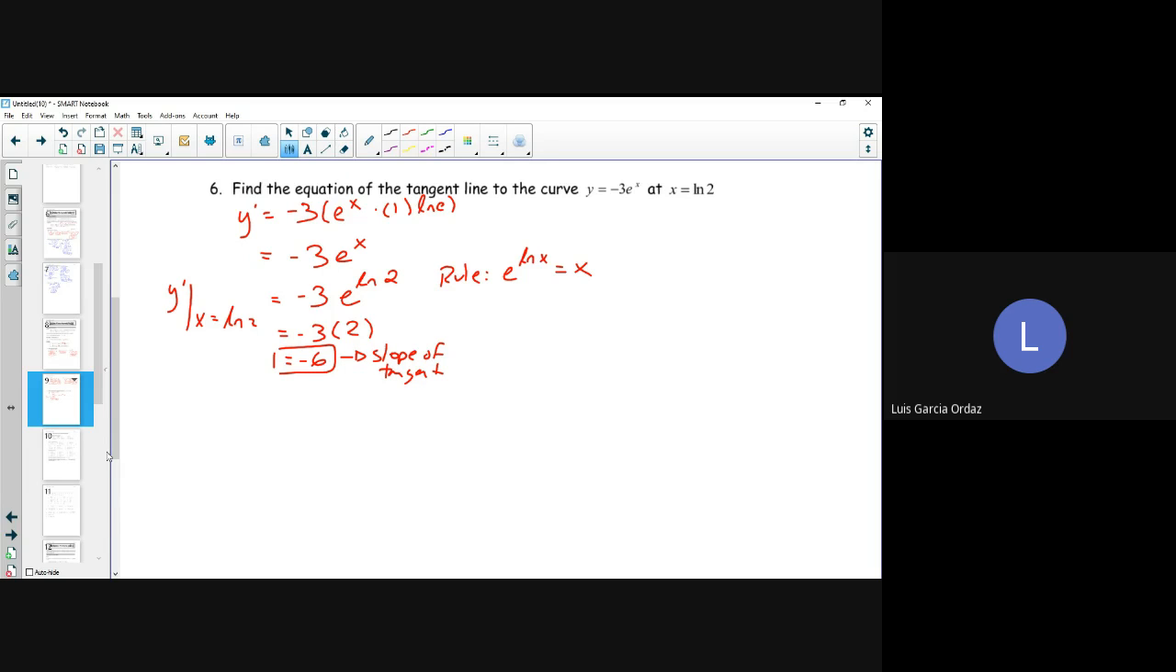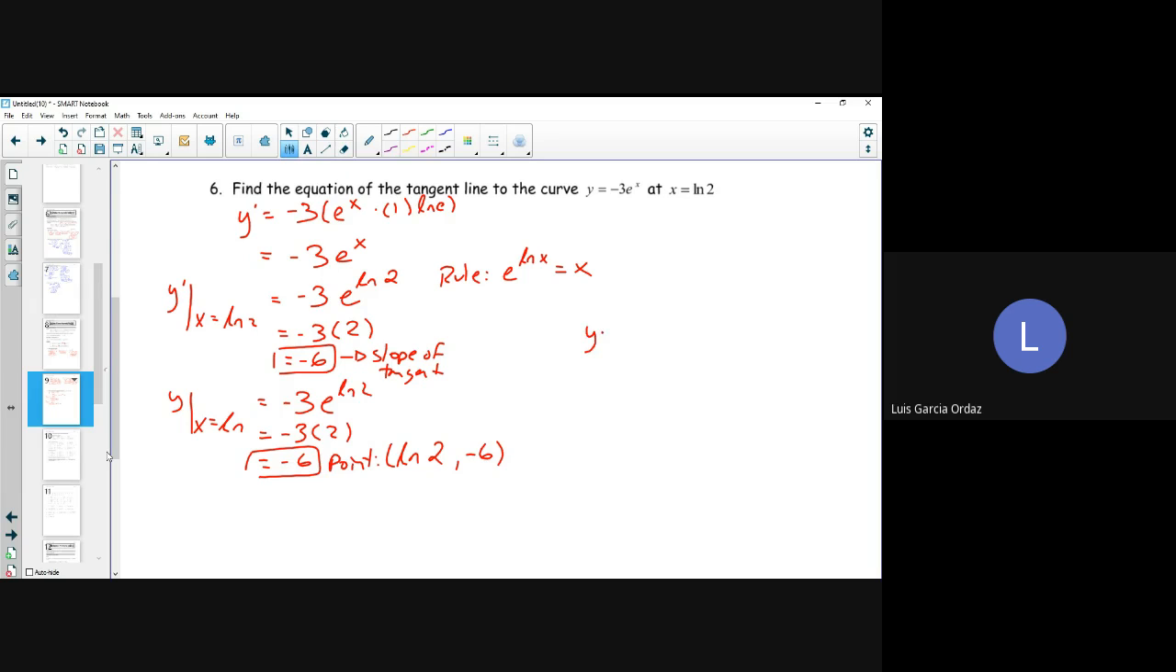Now, I need to evaluate y at that same point to figure out my y coordinate. So y such that x is equal to ln 2 is equal to negative 3 times e to the ln of 2. And again, we have that same rule. So we get negative 3 times 2, which gives me negative 6, which means my point is going to be ln of 2 and negative 6.